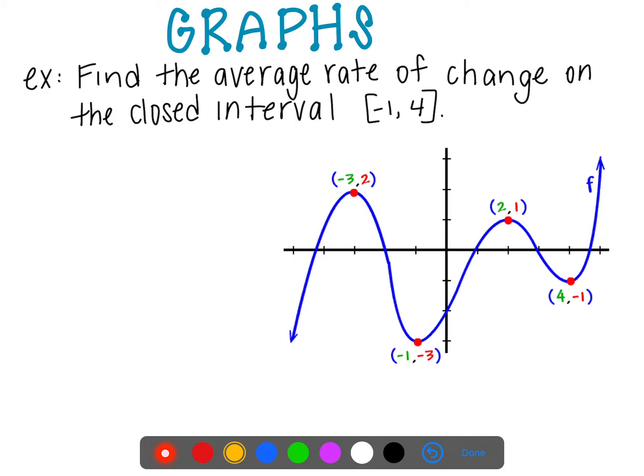So if I ask you to find the average rate of change on the closed interval from -1 to 4. Now remember, if they're giving you an interval, these are your x values. This is your first x, this is your second x. That's not a coordinate anymore, it's an interval. So they're saying start at -1 and end at 4.